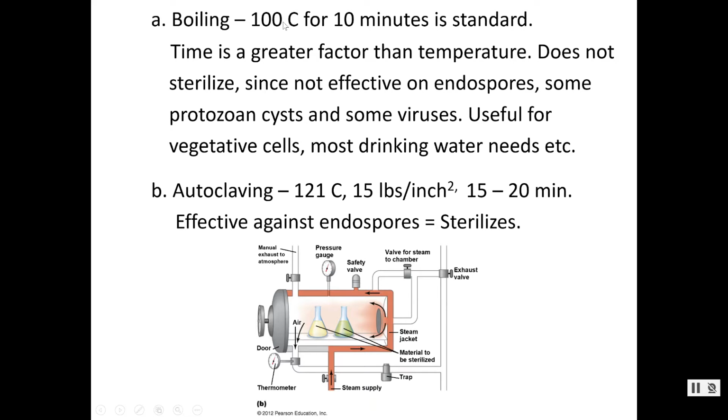You should know this, it's just good information to know: boiling water is 100 degrees Celsius, that's 212 Fahrenheit. If you boil water for 10 minutes, and we know time is a factor in getting rid of microorganisms, boiling water for 10 minutes will get rid of most things. So this is a good idea if drinking water is contaminated.